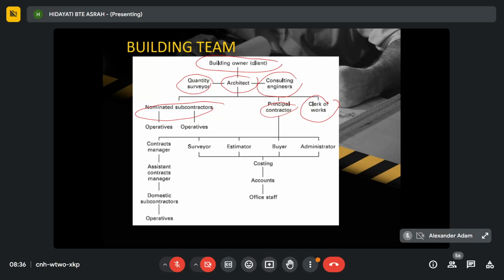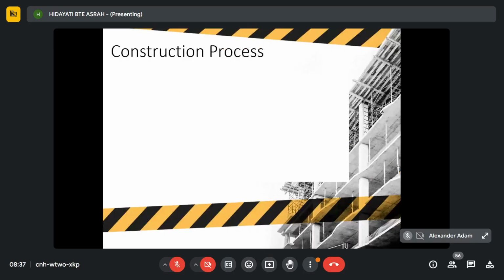Okay, and then next is the construction process. The construction process is not just how you build something. Actually, it is the steps involved around the building of something. It involves everything from site choice to final inspection. The construction process will cover more than the actual construction phase itself.